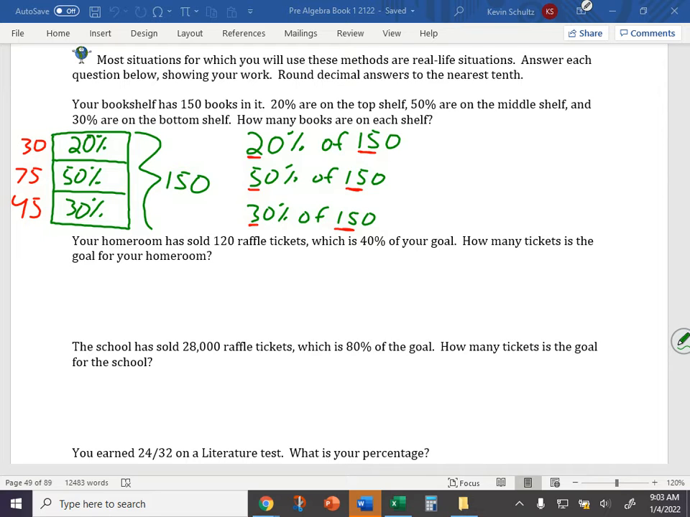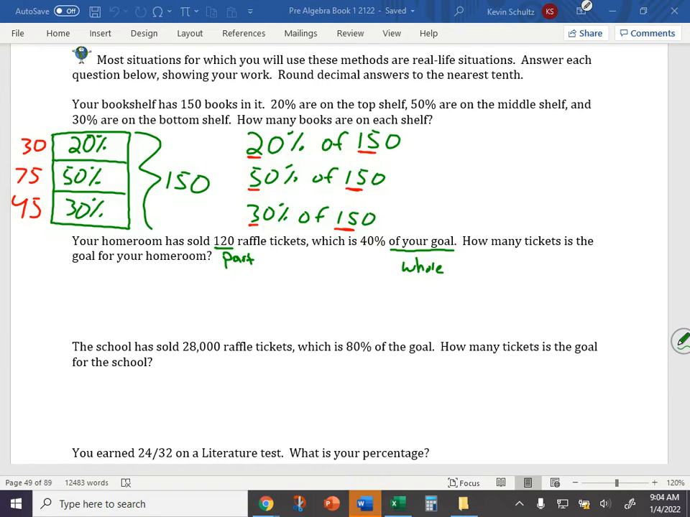The part is 120. Okay. How do you know that's your part? Because they haven't found the goal that they set yet. Right. You haven't reached your goal yet. You're only 40% of the way there. That's the part of the goal that you've reached. Here's the word of your goal. So the goal is going to be the whole.